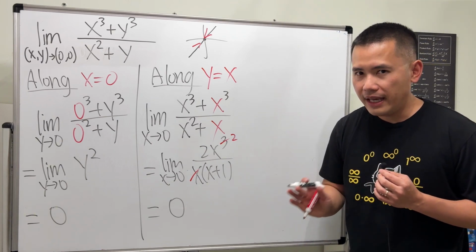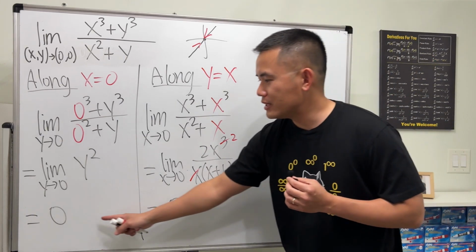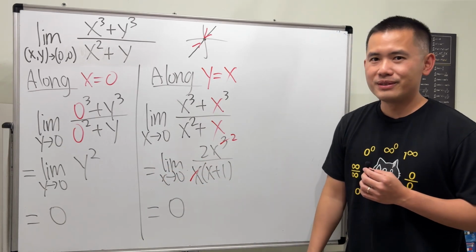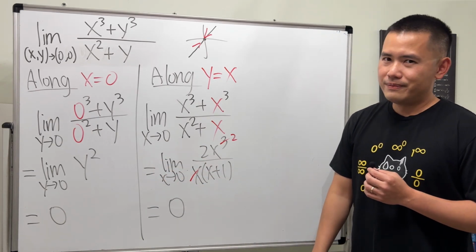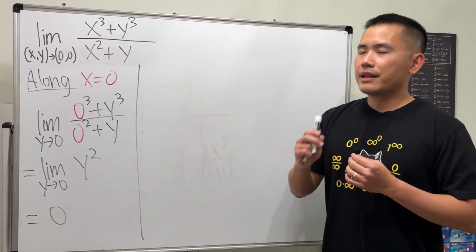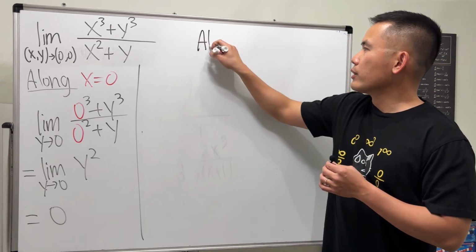I cannot draw any conclusion. 0, 0. It doesn't mean the answer right here is equal to 0. No, no, no. So what do we do? Again, let me show you. Here, I'm going to choose the following path.